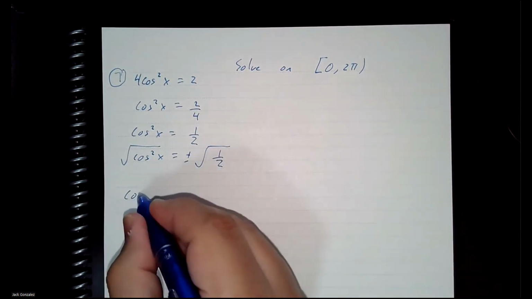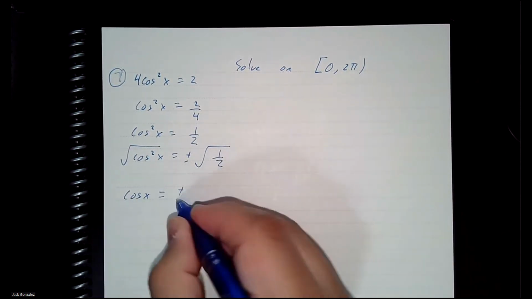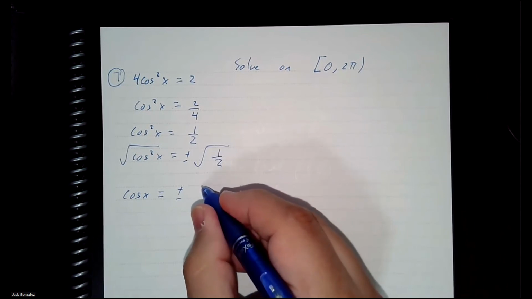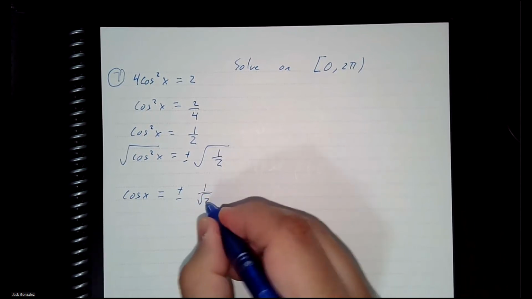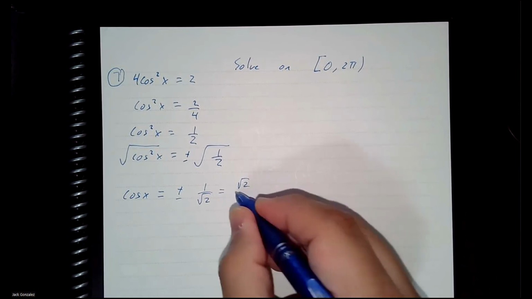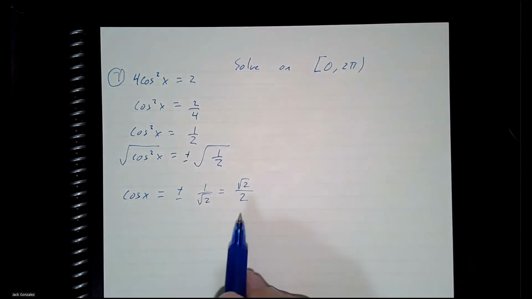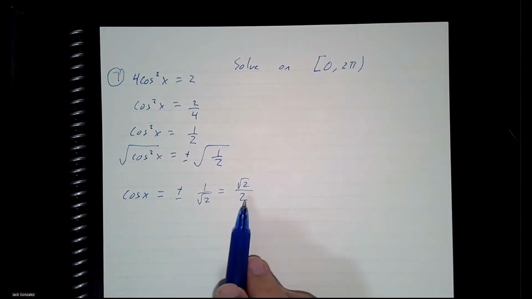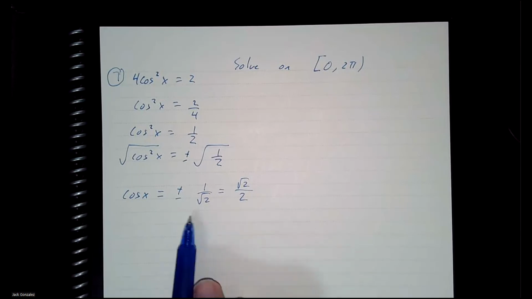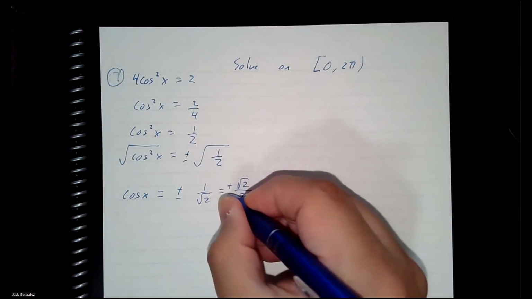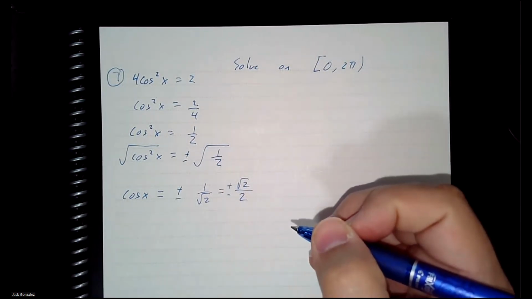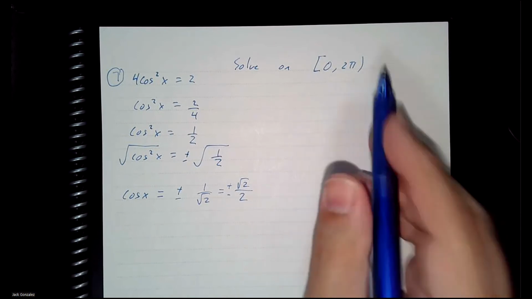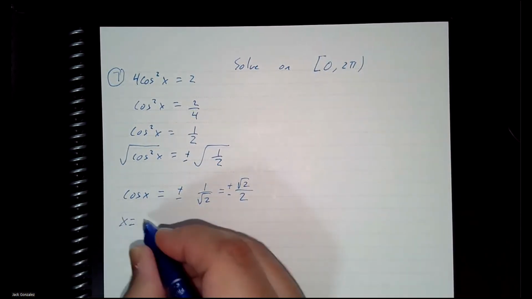So then cosine x is equal to plus or minus 1/√2. Once you rationalize, you're going to get square root 2/2, which is the value on the unit circle. You've seen this before. That's going to happen at 4 different places because it's plus or minus. So on the circle, x will equal pi/4.